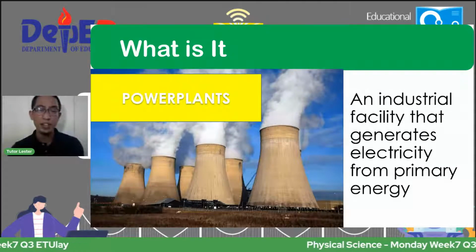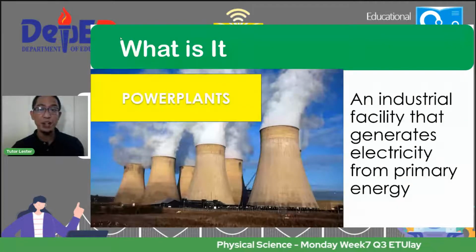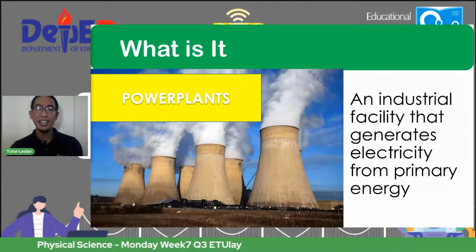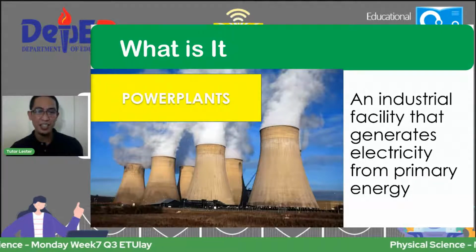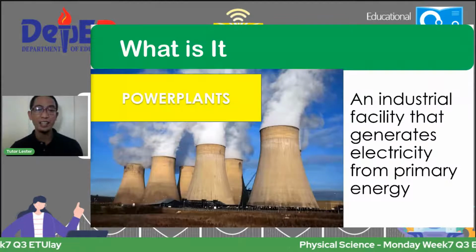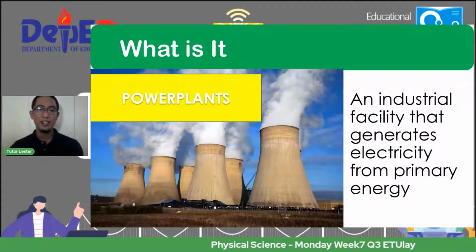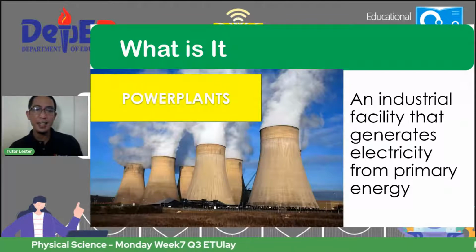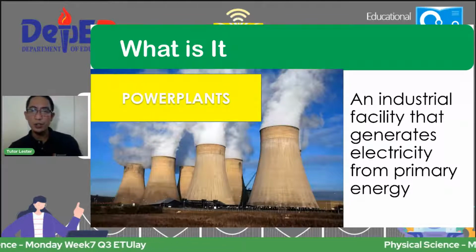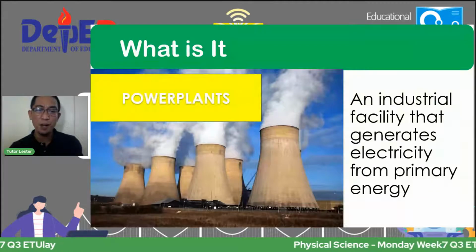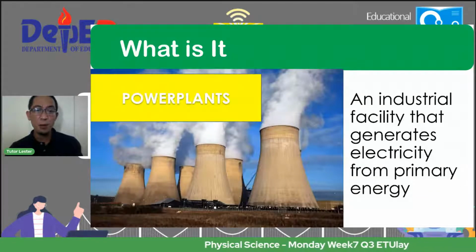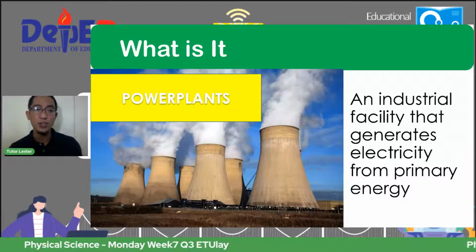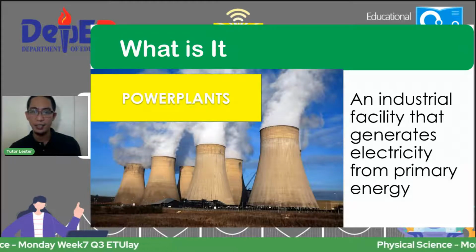So these generators convert mechanical energy into electrical energy in order to supply power to the electrical grid. Ang exception lamang po dito is the solar power. So sa solar power po, hindi po sila gumagamit ng generator. The solar power uses photovoltaic cells instead of a turbine to generate electricity.